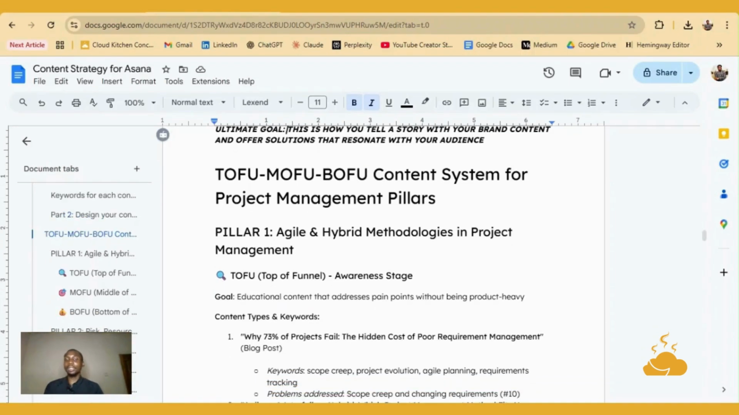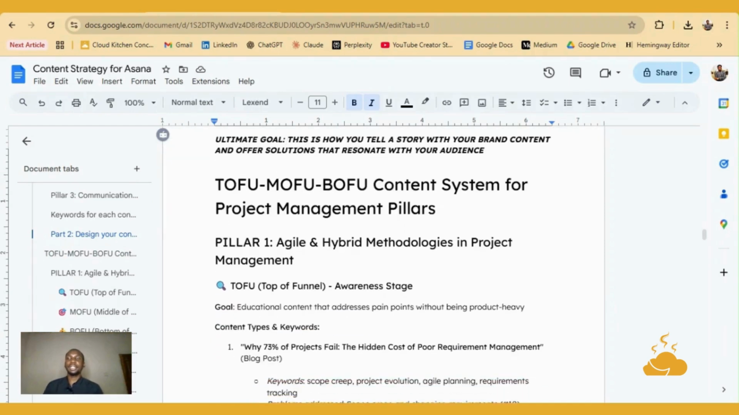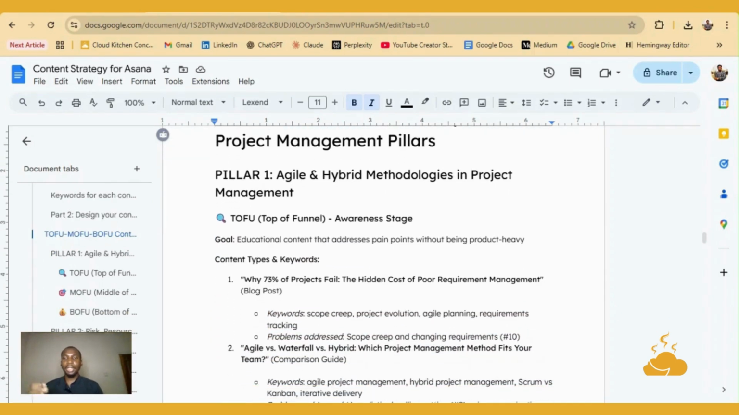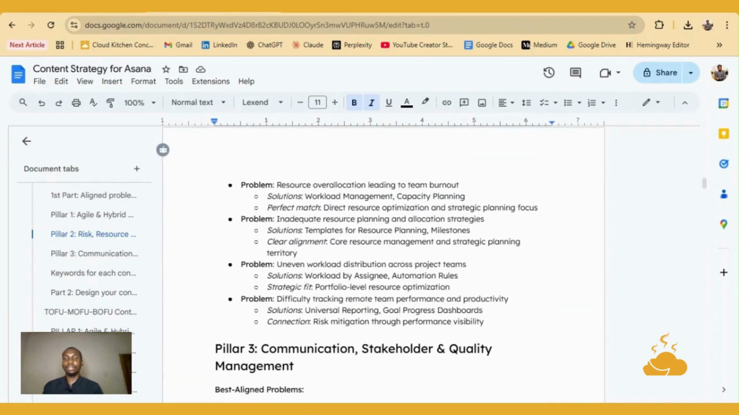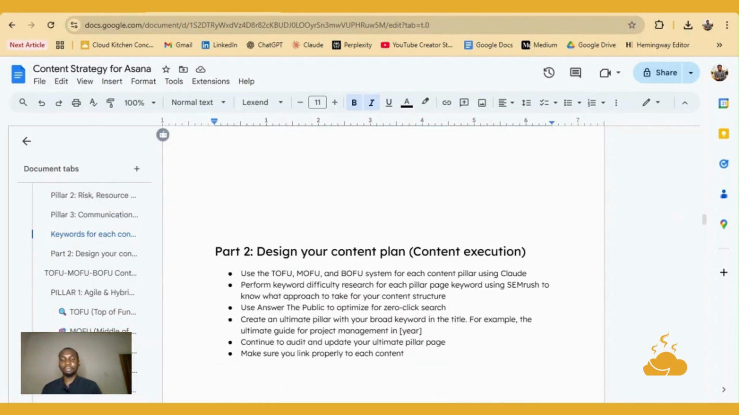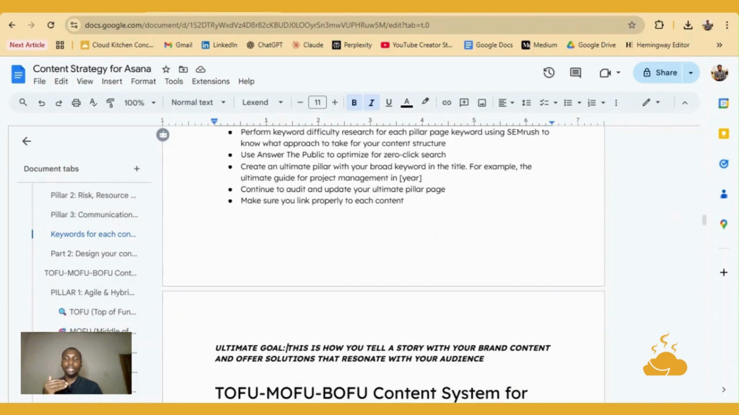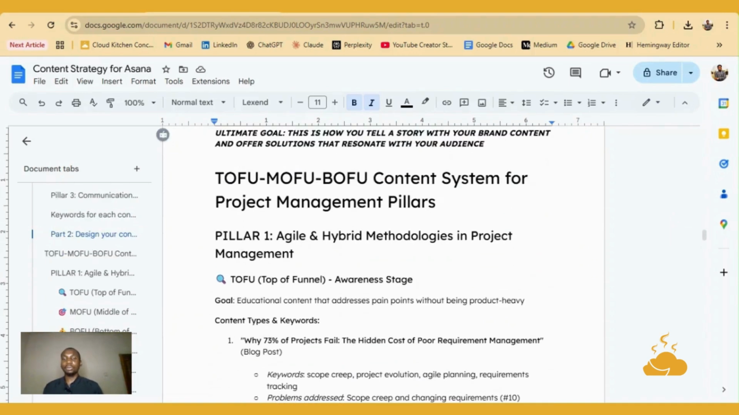So yeah, how did I get all this? I went to Claude and I pasted the documents for the content pillars, and then it analyzed them, and it gave me this analysis of all the problems. Then I told it to give me a content idea for each of the content pillars. So the content ideas now will follow this strategy: TOFU, MOFU, and BOFU, right?